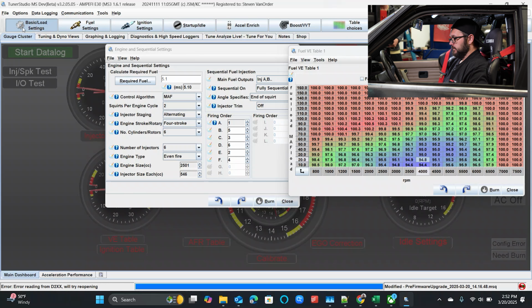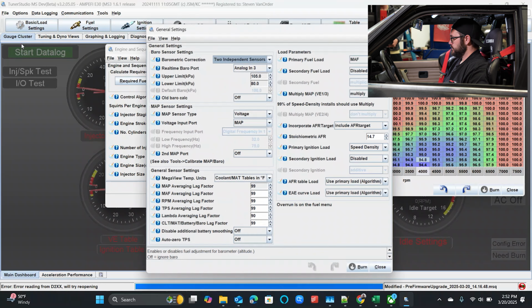Now, one thing that's important to note here in general settings, we've got this incorporate AFR target. If this is off and you don't include AFR target, your VE table is just a fuel table. Bigger numbers, more fuel. It's not going to equate to cylinder fill percentage whatsoever. I always include AFR target.